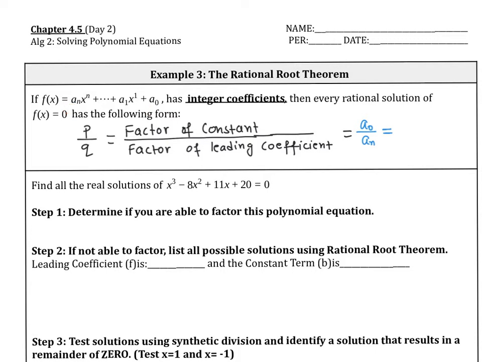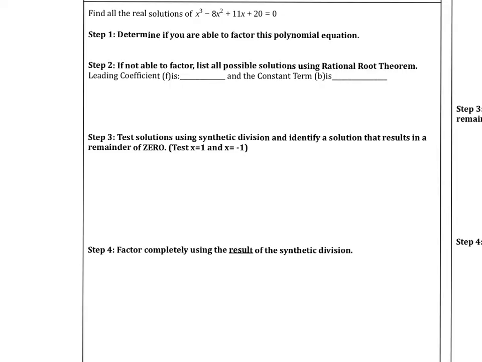So you're going to find the factors of the last number divided by the factors of the front number to find the possible rational solutions of the polynomial. Now we are going to do the example related to that theorem. We're going to find all the real solutions of x cubed minus 8x squared plus 11x plus 20 equal to 0. Step number 1, determine if you are able to factor this polynomial equation.